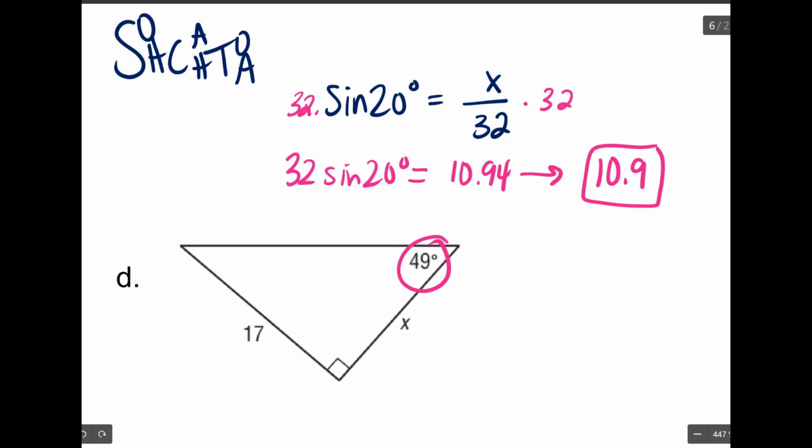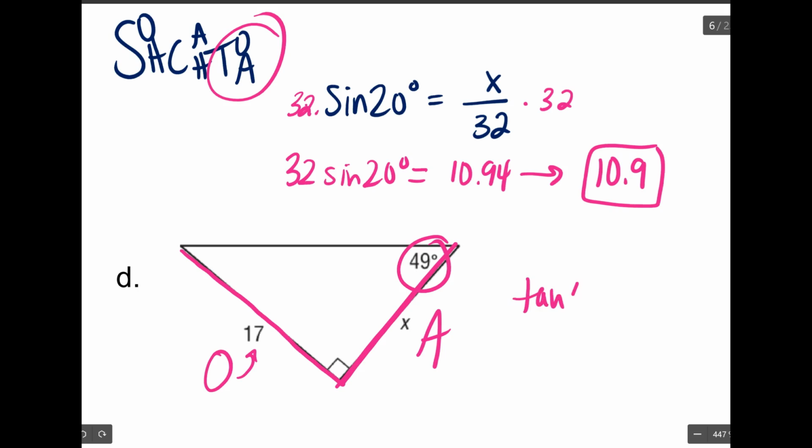I have 49 degrees. Let's label the sides that we have. So the adjacent side is x. The opposite side is 17. So I'm looking for tangent. Tangent of 49 degrees equals opposite 17 over adjacent x.